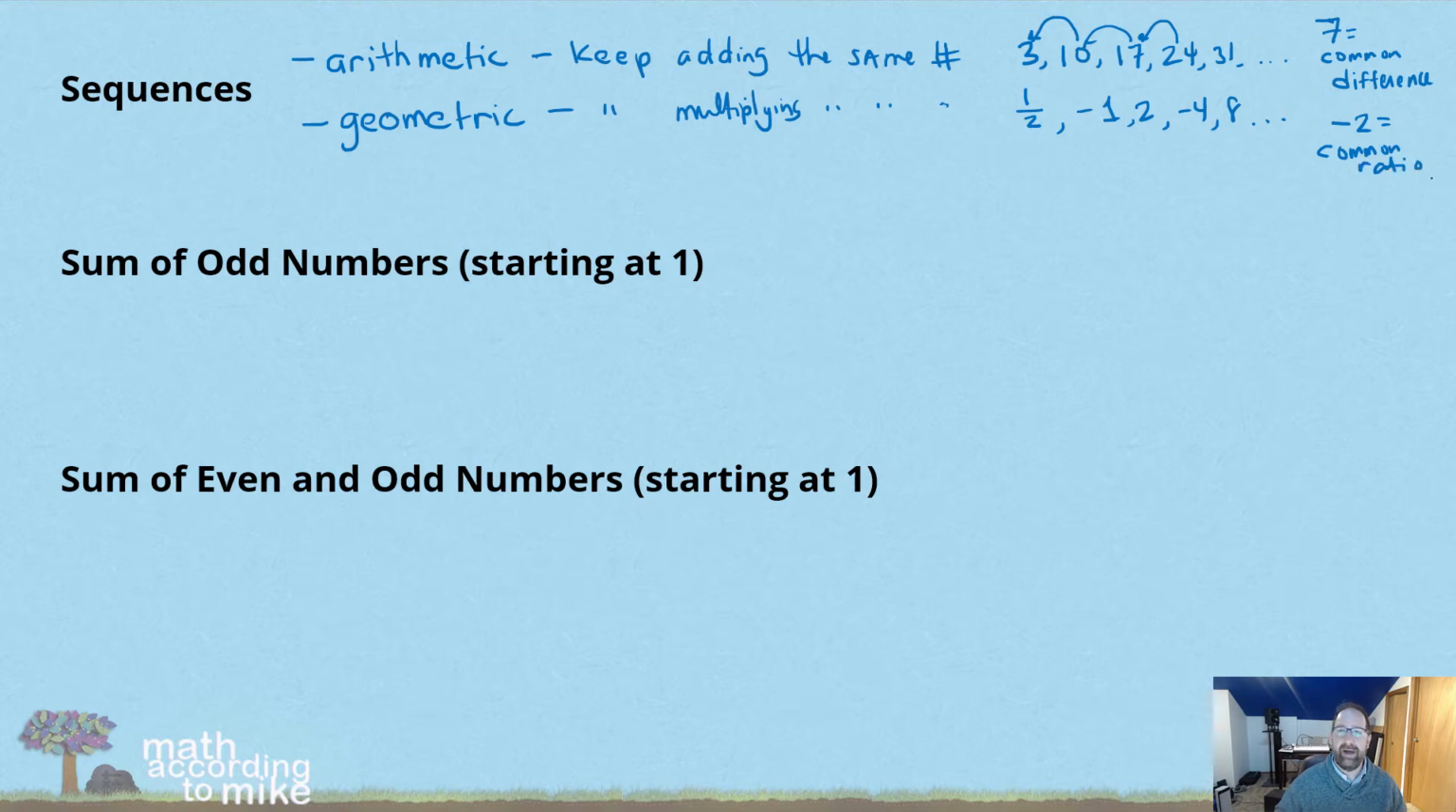So yeah, it could be positive or negative. It does not matter. When the signs of the numbers keep alternating, like here, this is +1/2, -1, +2, -4, +8, this is formally called an alternating sequence. So in total, we could call it an alternating geometric sequence.